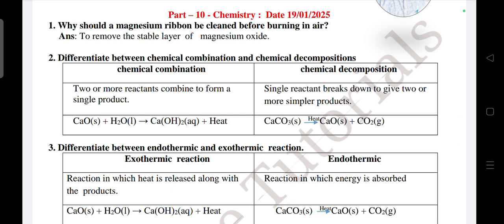So this is part 2, important questions. This is chemistry part. If you follow these important questions, you can score above 70 to 75 out of 80.